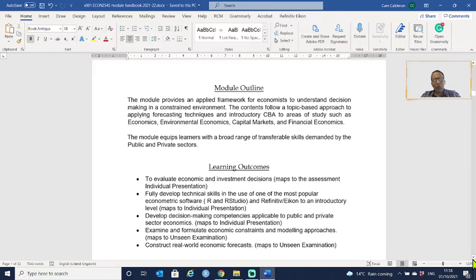These are the learning outcomes. Each learning outcome is mapping to one of the assessments. So for instance, the first one is mapping to the presentation to evaluate economic and investment decisions. So we have some presentations that are going to go over that. And so on so far. So please read the learning outcomes. We are going to cover them during our course. Here we have the skills that you are going to be practicing: interpersonal communication, written communication, planning and organization, oral presentation, problem solving, numeracy, and software skills.